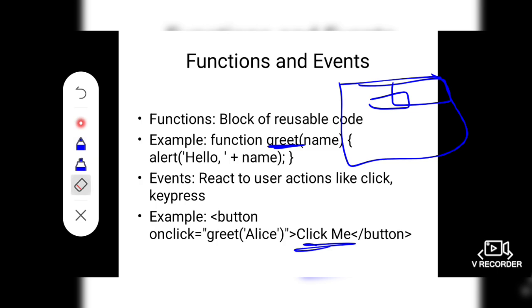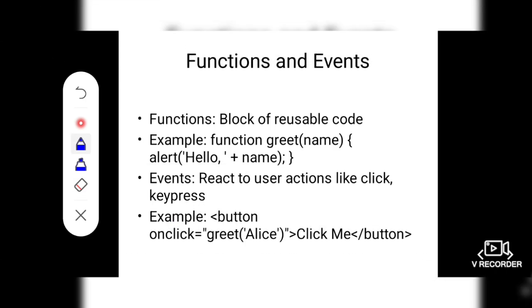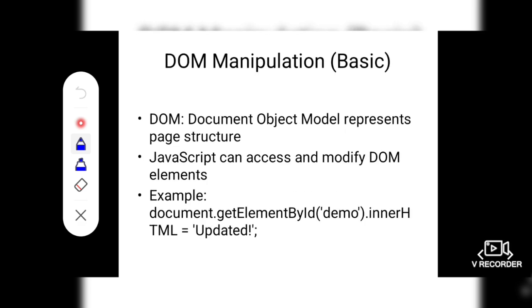I'll give you another example. See, if I write document dot get element, I'll tell you after, the next slide will be about that only. Okay, later I'll see that. DOM manipulation. DOM means nothing but document object model. There are some basic manipulations, how to access in JavaScript.